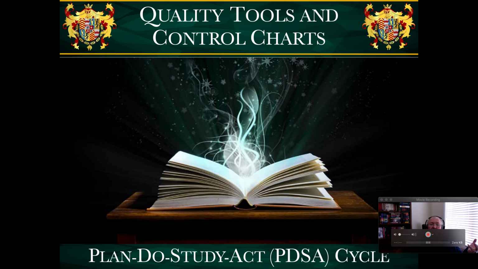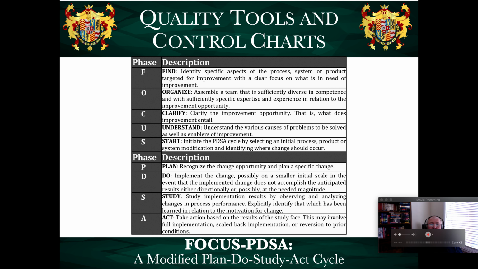Now, I believe there's a better way to practice this, and I'll start by adding another word, focus. Focus, then PDSA. So focus would say to do something like the following. Identify specific aspects of your process, system, production process, whatever it is, targeted for improvement with a clear focus on what is in need of improvement.